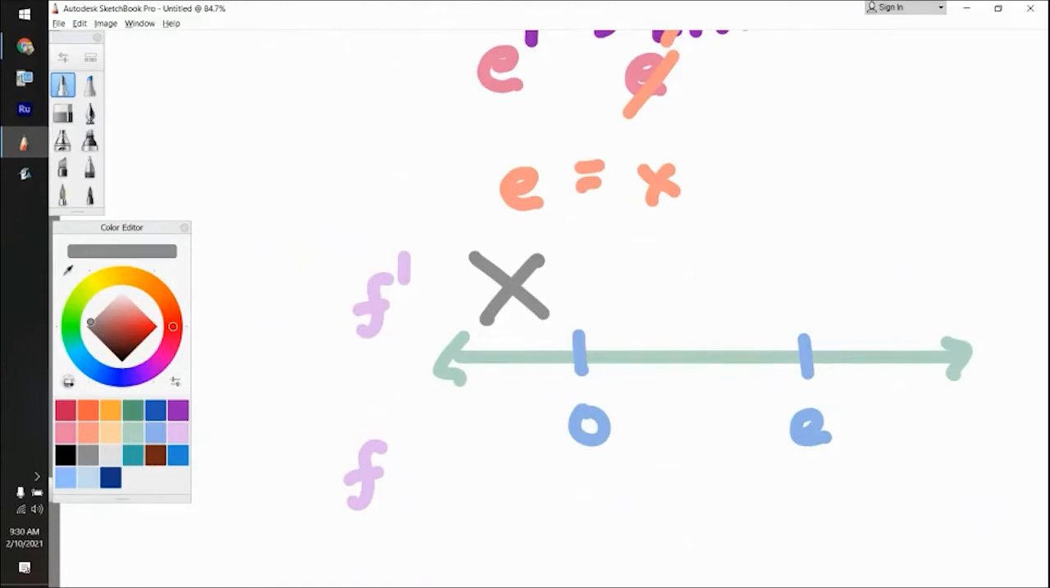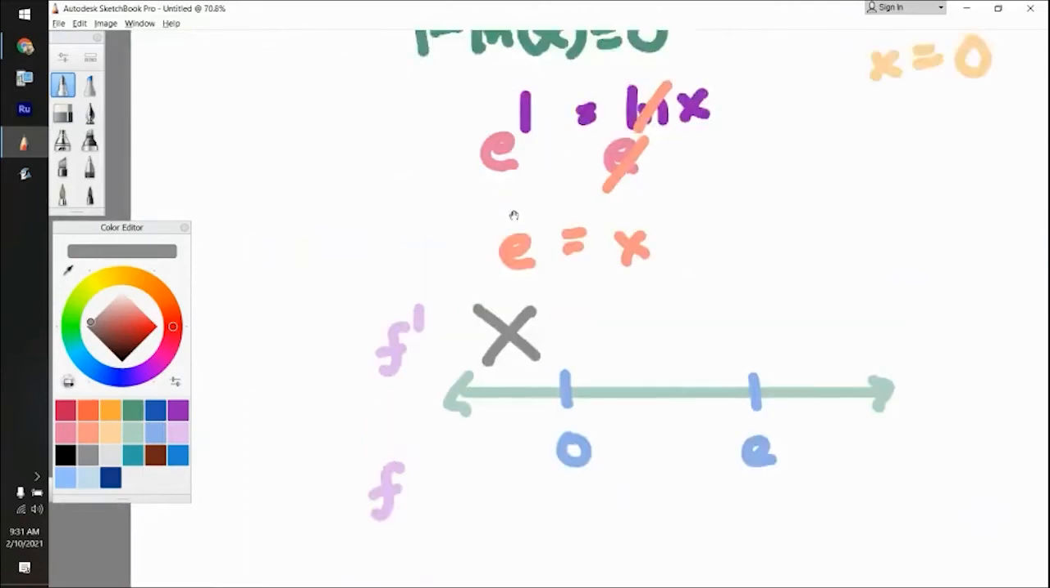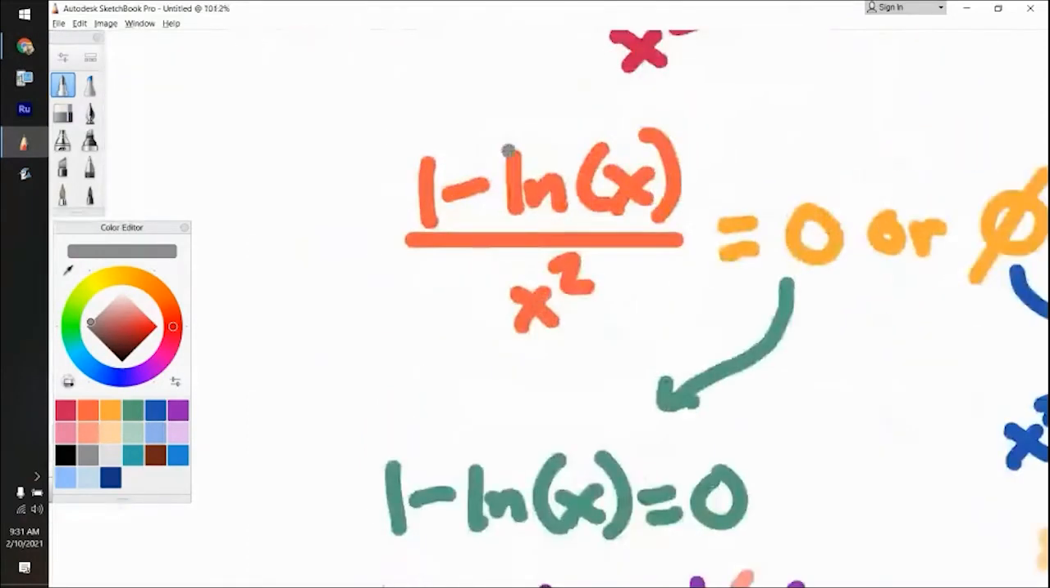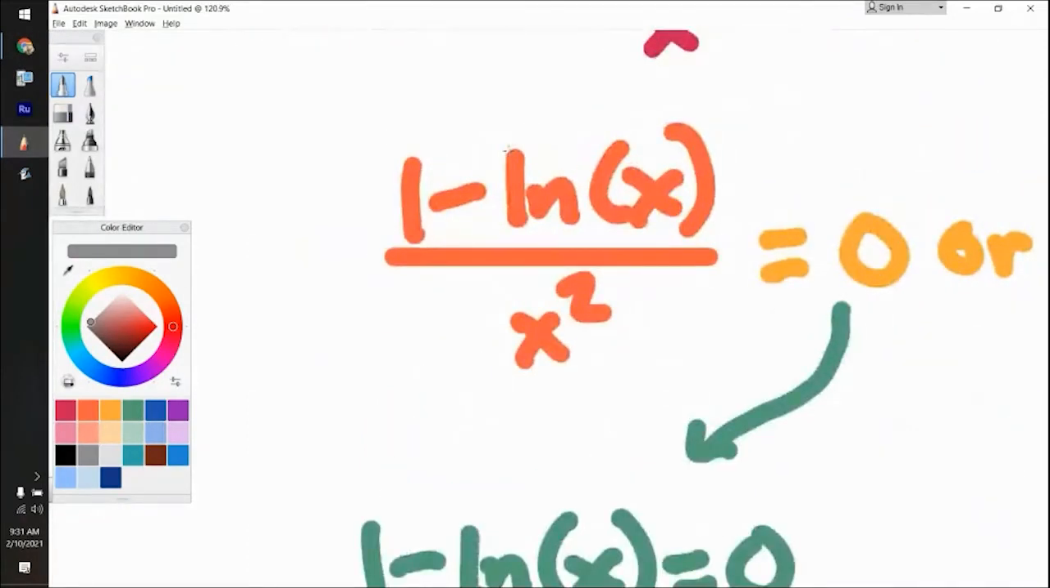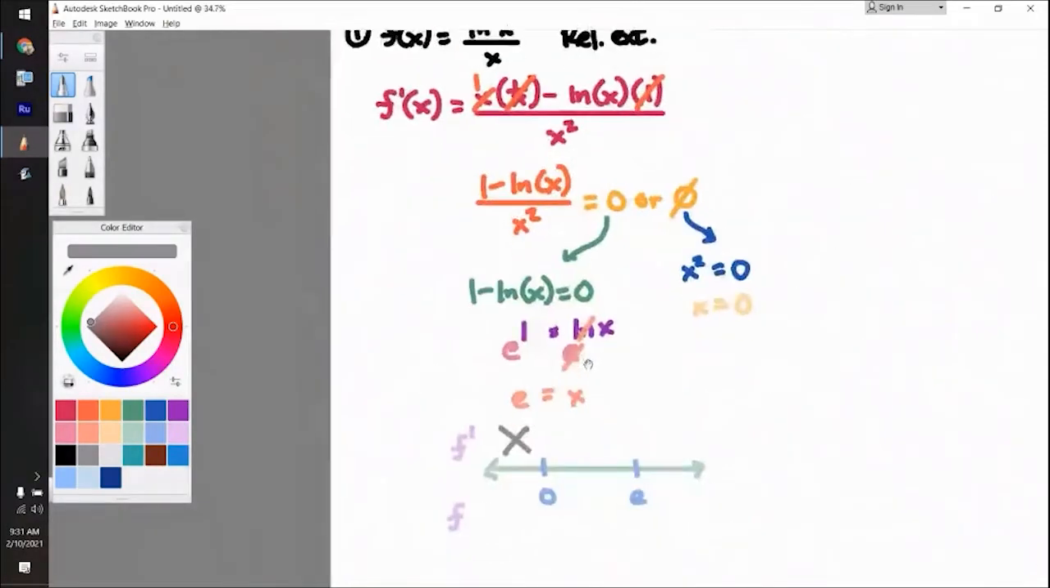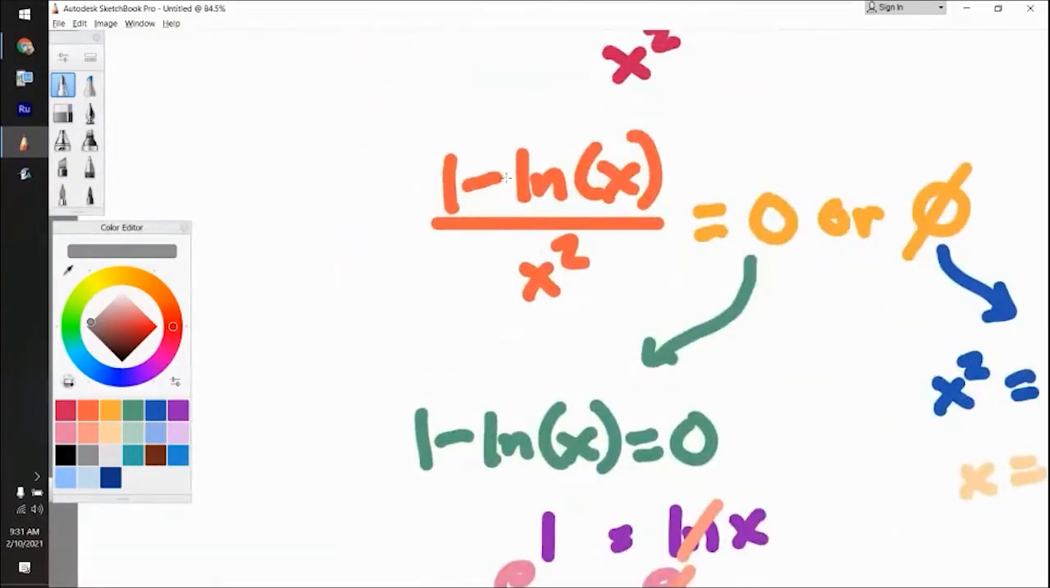Now we need to pick a number between 0 and e. What's a good value that's super easy to use, between 0 and e, that we can plug into this derivative? 1. Very good. So what is 1 minus ln of 1? What's ln of 1, first of all? 0. So 1 minus 0 over 1 is 1.